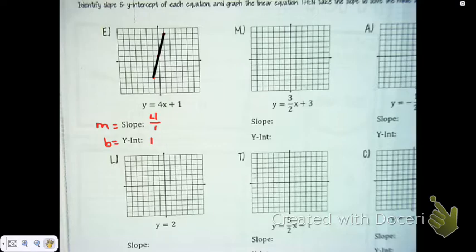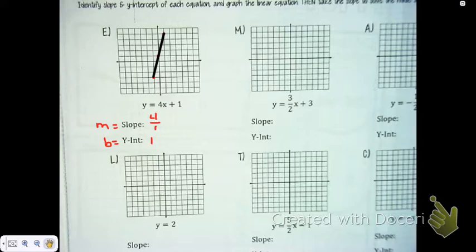Okay, then I look at my equation. I know this plus or minus, whatever it happens to be here at the end, is my y-intercept. It's plus 1, so my y-intercept is 1. So now I've got my 2 things I need to graph my equation. I put my first point at the y-intercept. So I come up here and I put my point at 1. I go up 1, 2, 3, 4 and to the right 1 because my slope's 4 over 1.